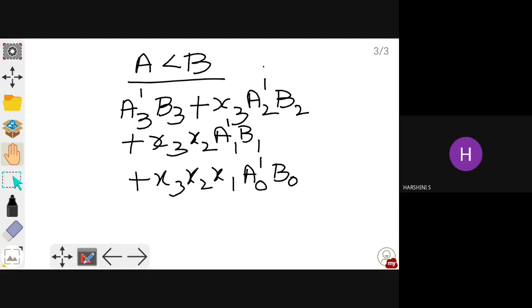So no need to memorize the expression and all. If you understand the algorithm, you can easily write the Boolean expression.